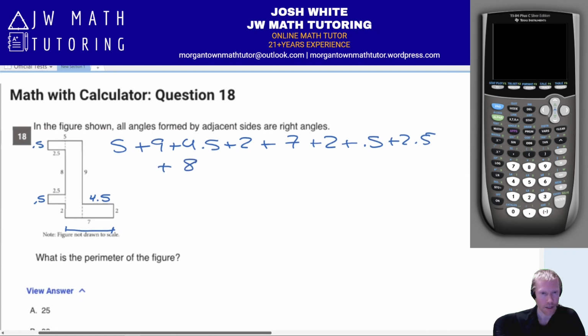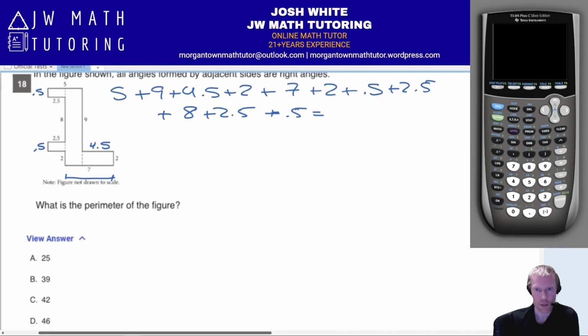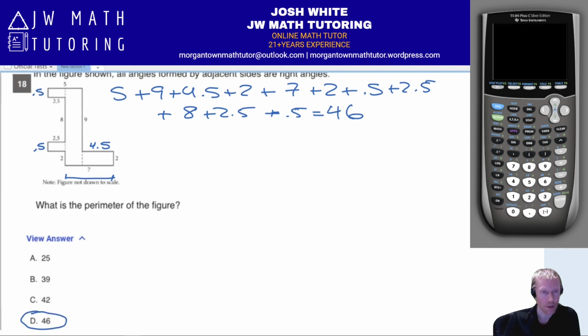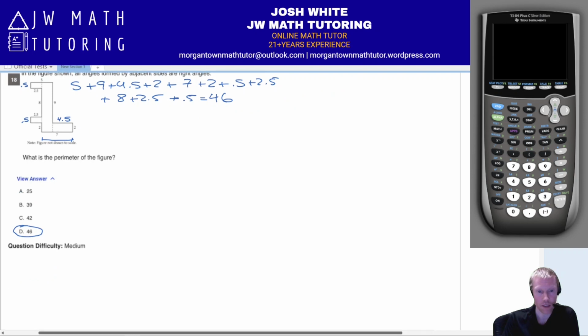We've got an 8, we've got another 2.5, we've got a 0.5. If you add all those numbers up together on the calculator, they are going to come out to 46. The correct answer is going to be letter D. Again, kind of a pain to figure out these three unknown values and then type all those numbers into the calculator, but the correct answer that you should get is going to be 46, letter D.